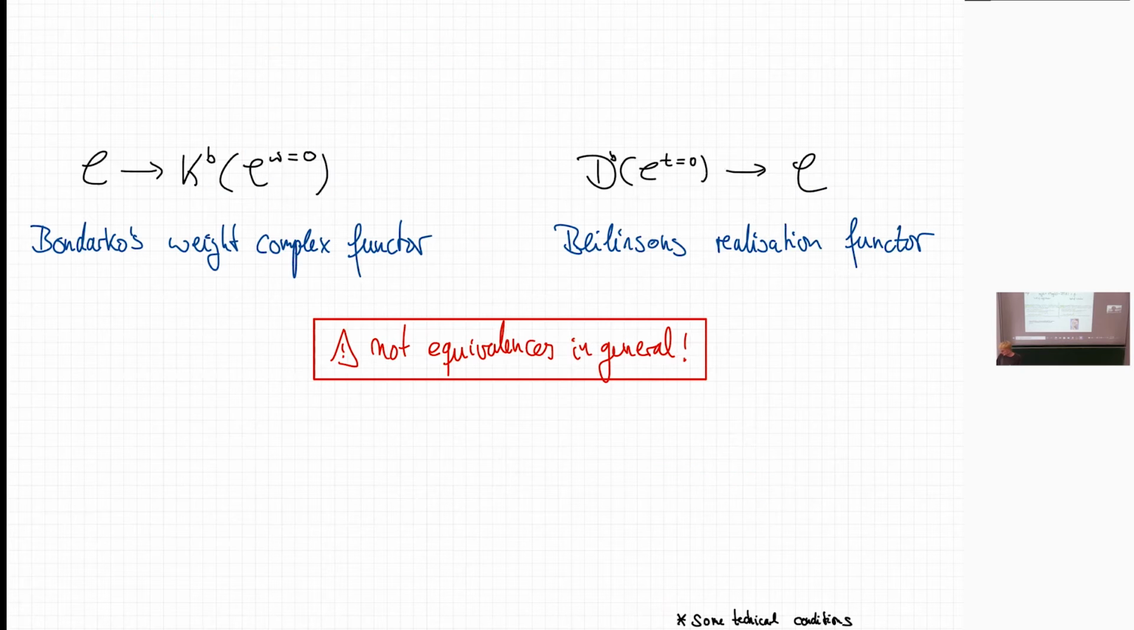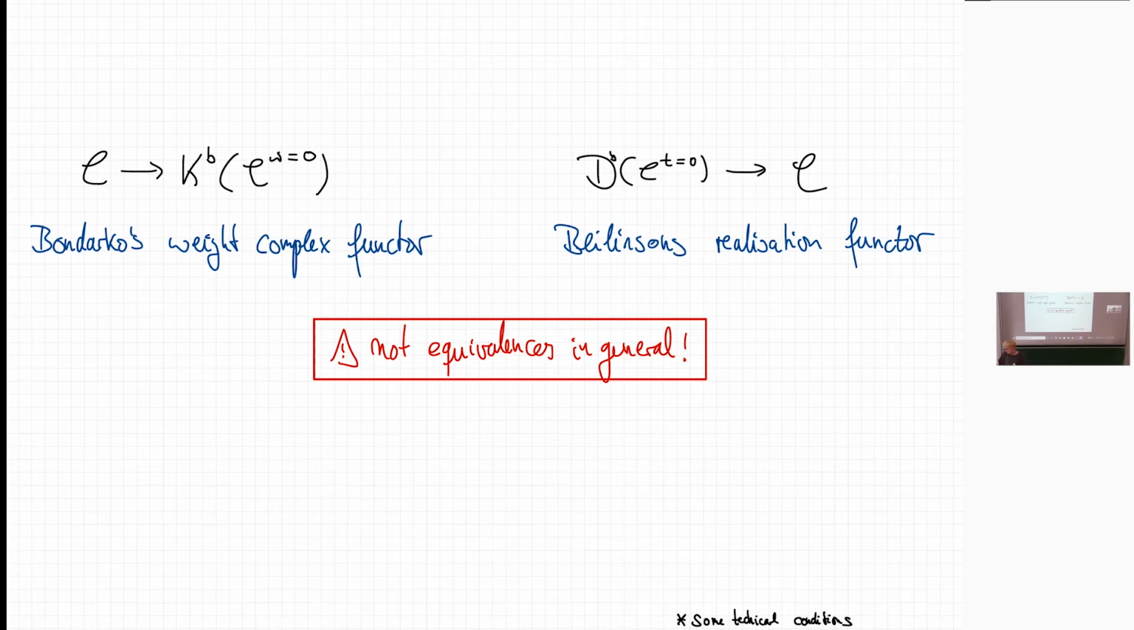Okay, so two important functors for weight structures and T structures are the following. When you have a T structure, there's Beilinson's realization functor, which goes from the derived category of the heart to your original category. For weight structures, you have a functor, but of course it's in the other direction, namely this is Bondarko's weight complex functor. It takes an element in your triangulated category and makes it into a complex of weight zero objects. Yeah? So this is Bondarko's weight complex functor. Both are not equivalences in general, but still very interesting to have.